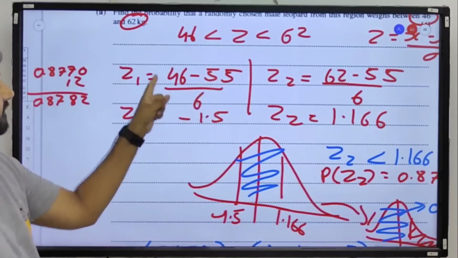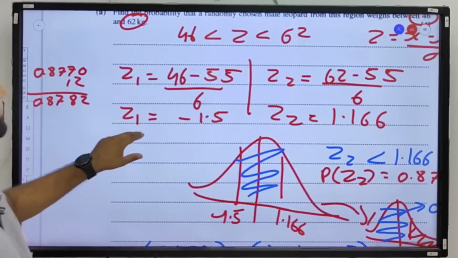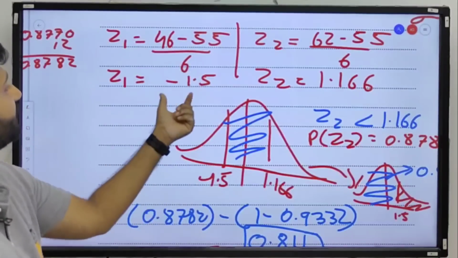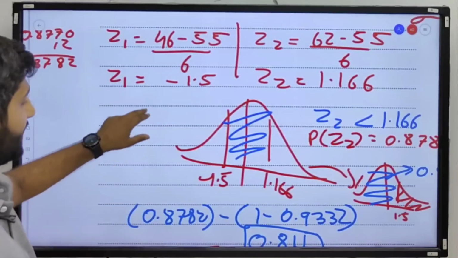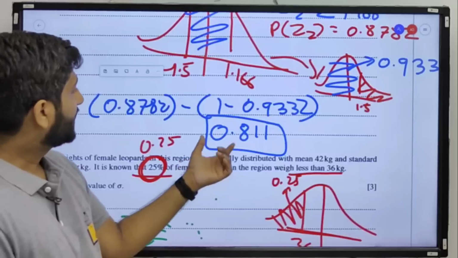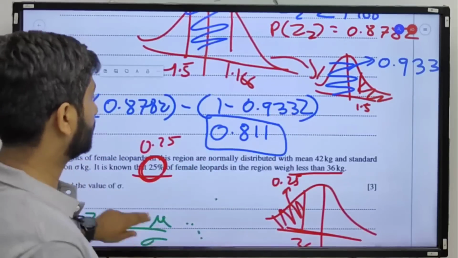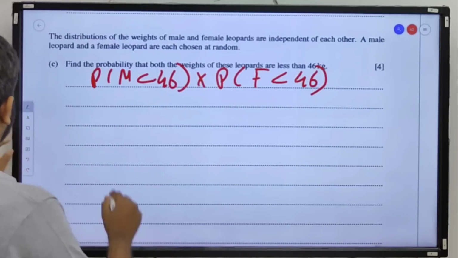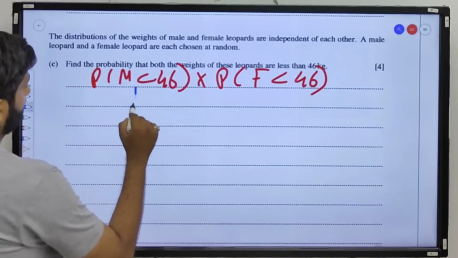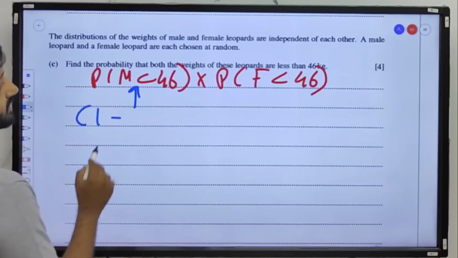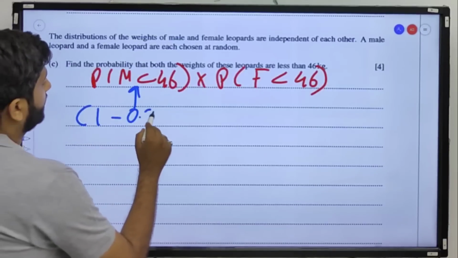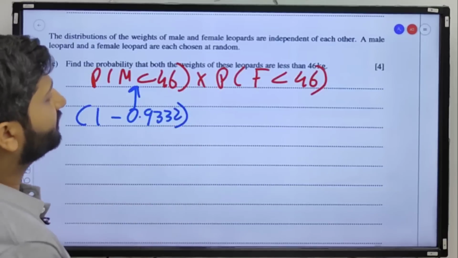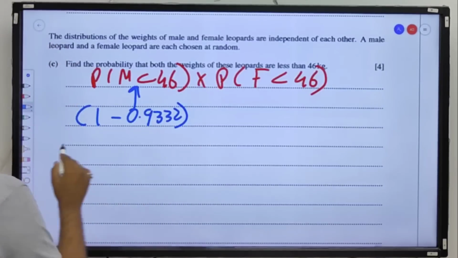Yes, we have already found the probability of a female weighing less than 46, which is minus 1.5, and I think we already got that answer as 1 minus 0.9332, right? So this is fixed, which is 1 minus 0.9332. Now let us find the probability of a male weighing less than 46 kg.